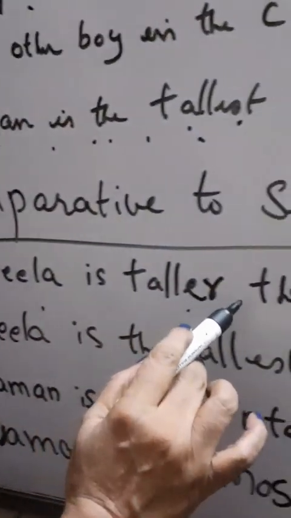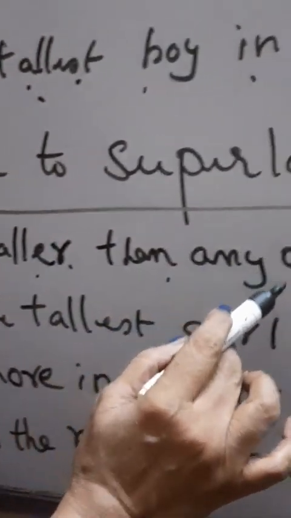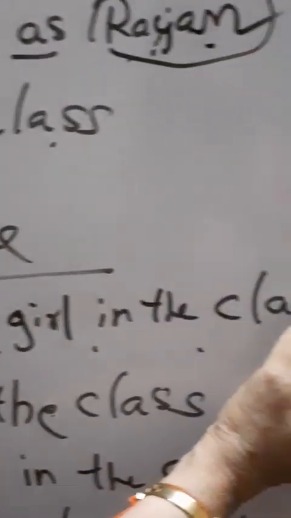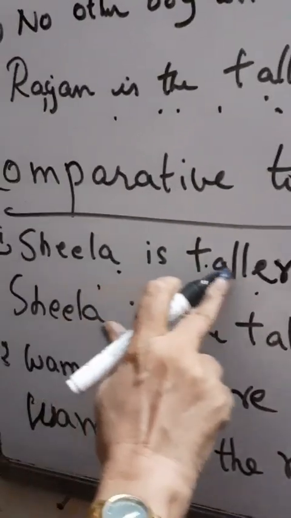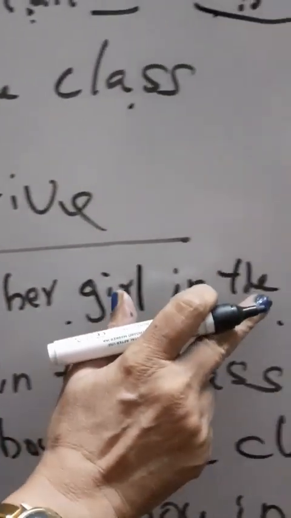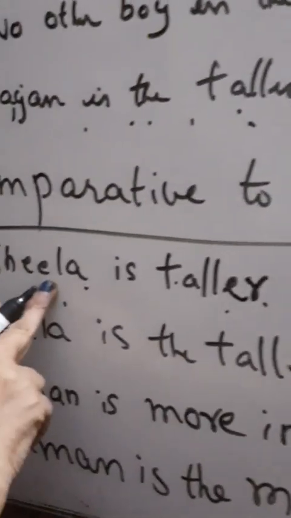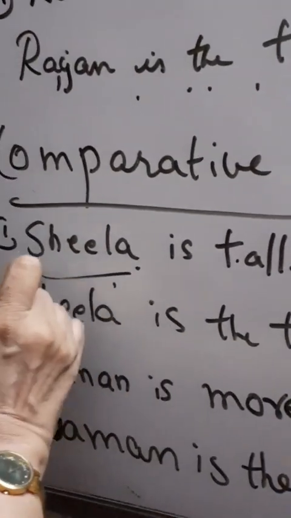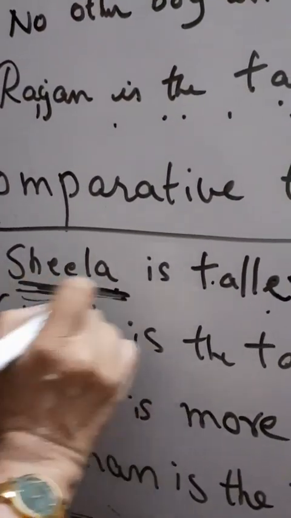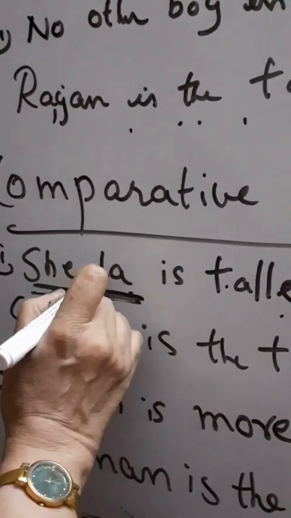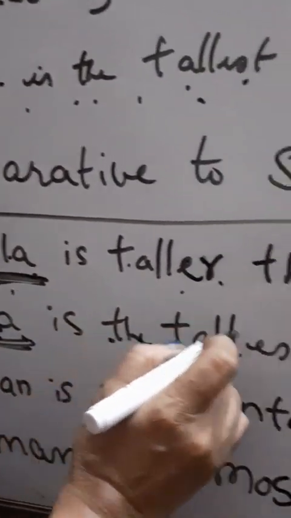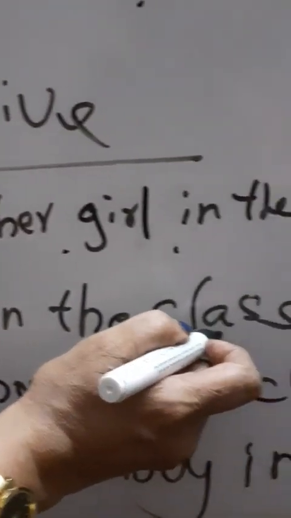Now let us change, transform comparative to superlative. Okay. Now see. Sheila is taller than any other girl in the class. I repeat, Sheila is taller than any other girl in the class. Now you have to bring the first word. You have to write here also the first word. Sheila. Sheila is the tallest girl in the class.